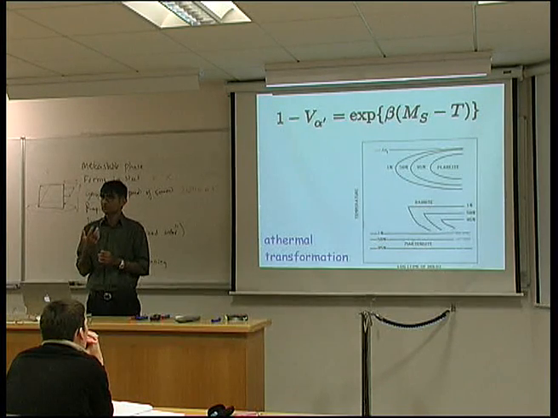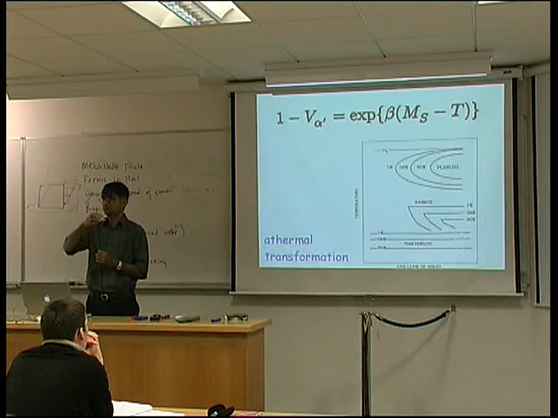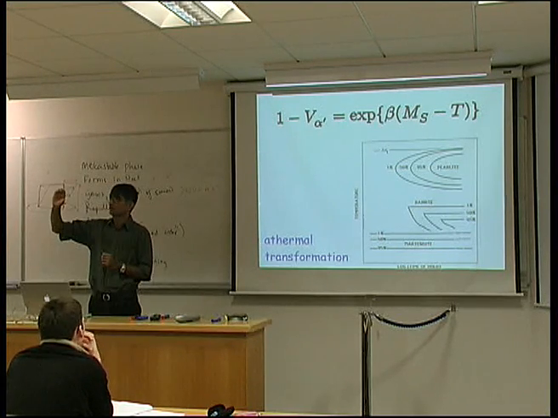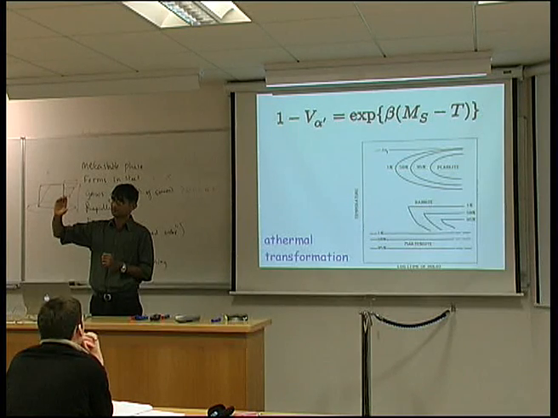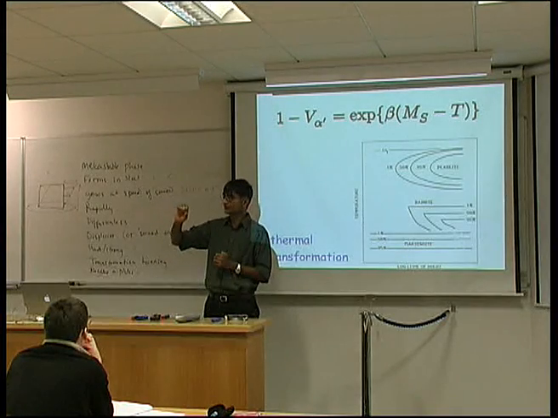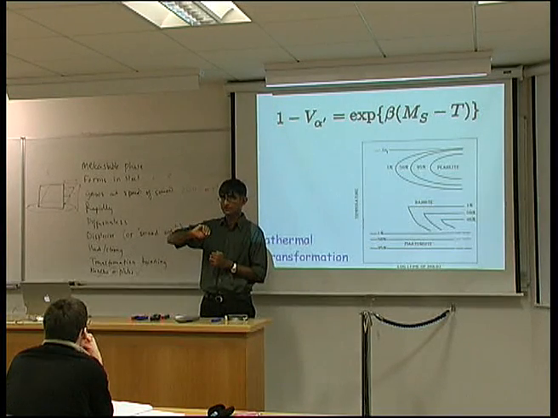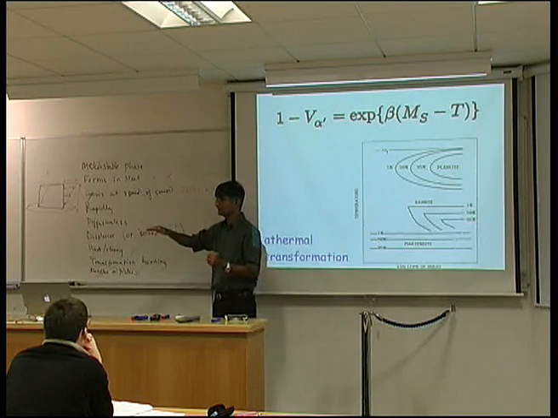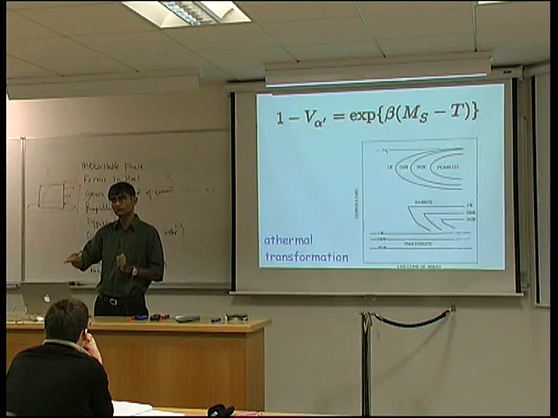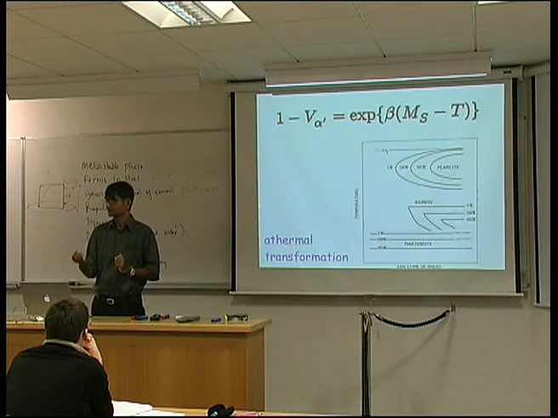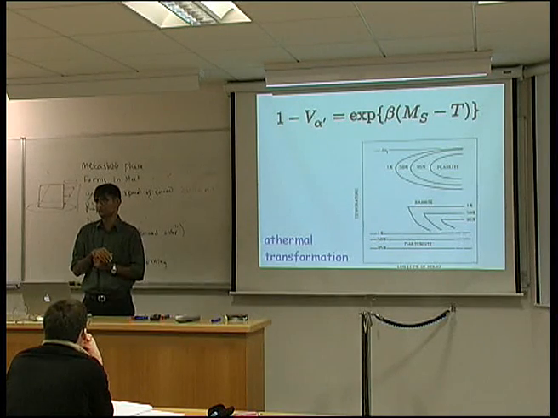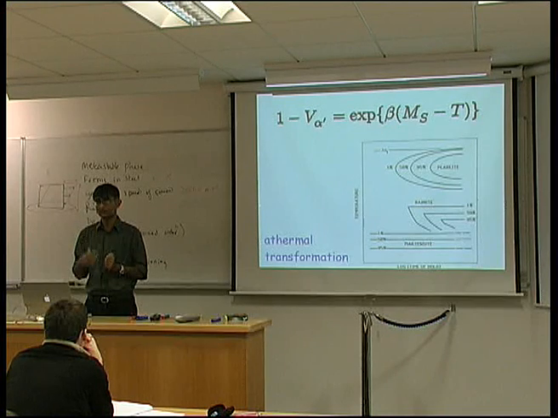Now, the physical reason for this is that you have a distribution of nuclei within your austenite, and they get activated more and more, or rather less and less potent nuclei get activated as you undercool below MS. So as soon as you run out of a certain potency of nuclei, the transformation stops, and then you have to undercool further to stimulate less potent nuclei. So this is well understood, the reason why it's an athermal transformation.